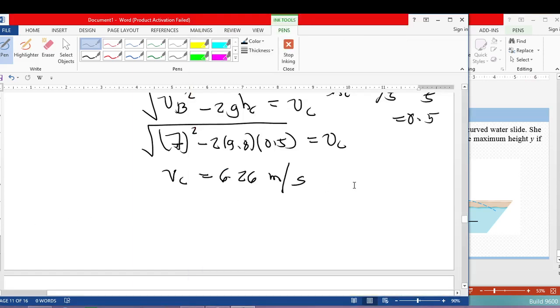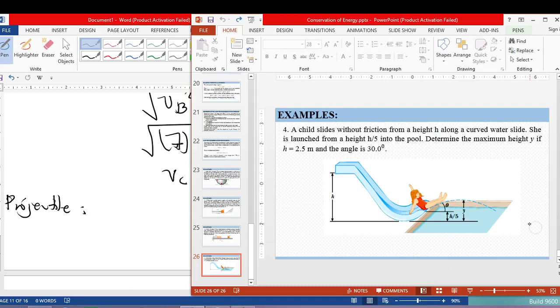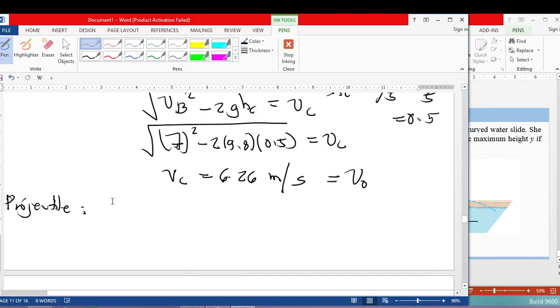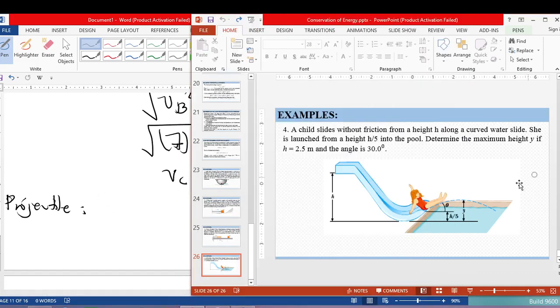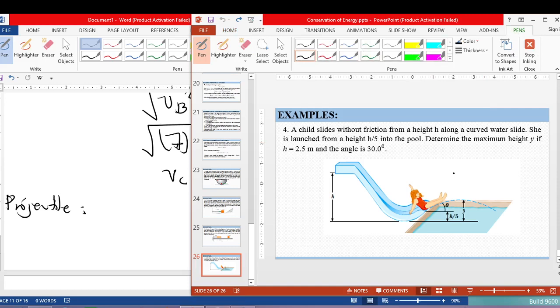First, this is our initial velocity for the projectile motion. So we now have a projectile. We have to find the maximum height. Looking at this, we extend it, and this is the projectile's maximum height. To get y, we have to find the maximum height plus h over 5. Okay?